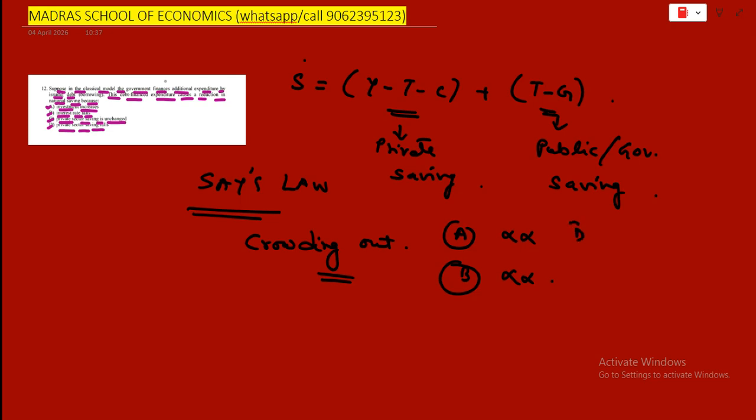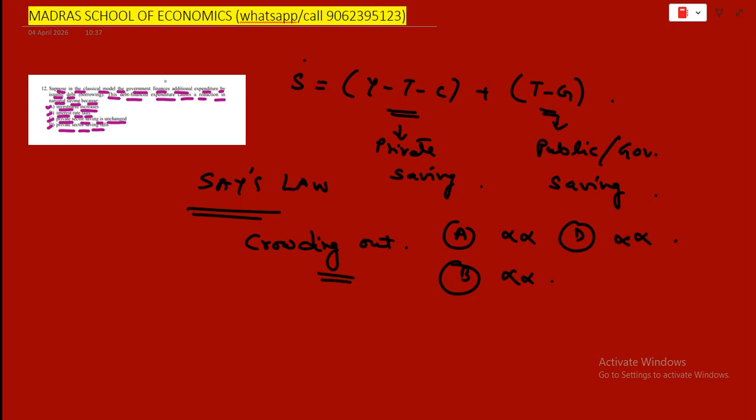Now come to option D, private sector saving falls. Now in the classical model, if interest rates go up, then people usually want to save more to earn that sweet interest. So saving would not fall, it would likely rise or stay the same. Now D is definitely not the vibe.